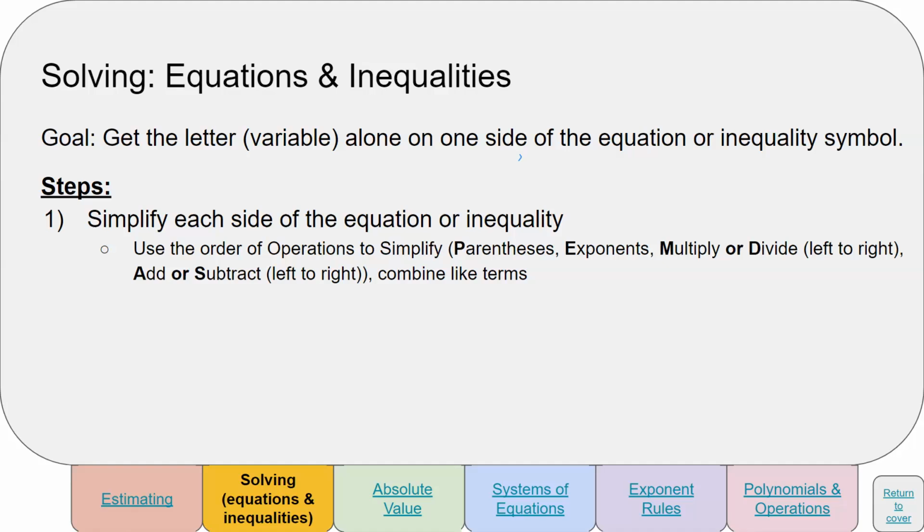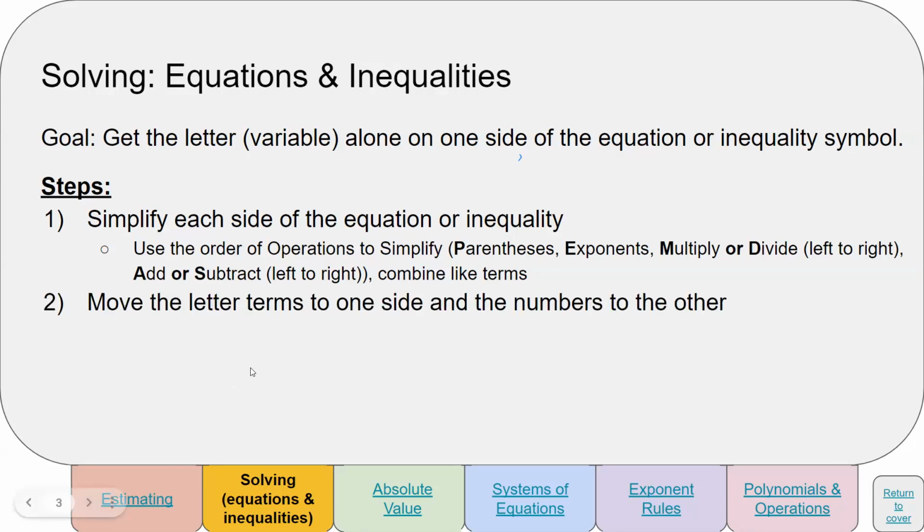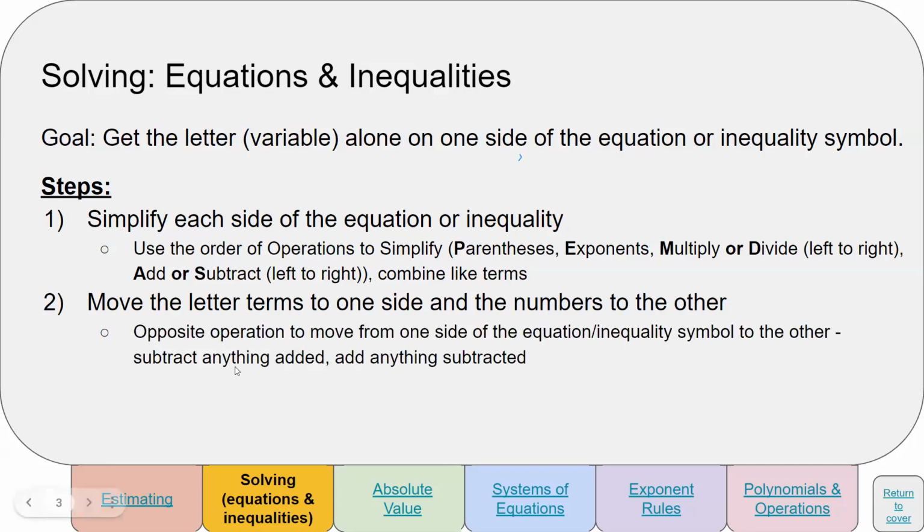In some instances, and then you add or subtract from left to right as well, and then you combine like terms, getting it down to as simple as you can, so there should be at most one of each term on each side. And then you're going to move the letter terms to one side of the equation and the number terms to the other side of the equation or inequality. When you're moving things from one side to the other, you're always going to do the opposite operation. So if something was positive, you'd subtract it. If it was negative, you'd add it to both sides.